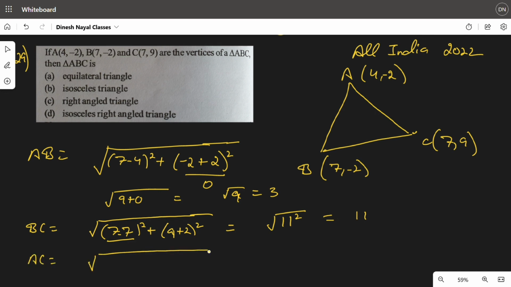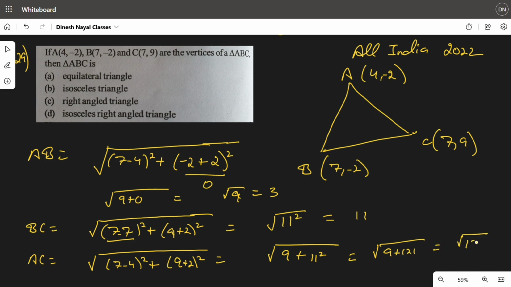Now you have to find AC. AC is under root. Consider this as x1 y1 x2 y2. 7 minus 4 whole square plus 9 minus of minus 2 whole square, that means 9 plus 2 whole square. 7 minus 4 is 3, 3 whole square is 9, plus this becomes 11 square. So this is under root of 9 plus 121, that is under root of 130. So AC is under root of 130.